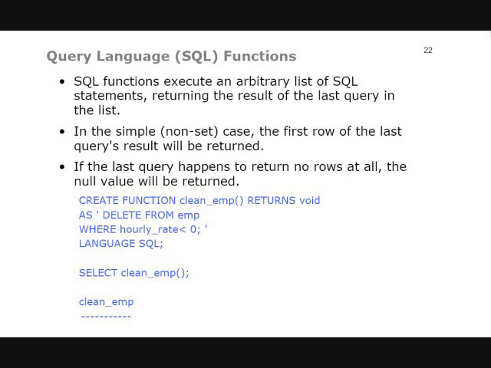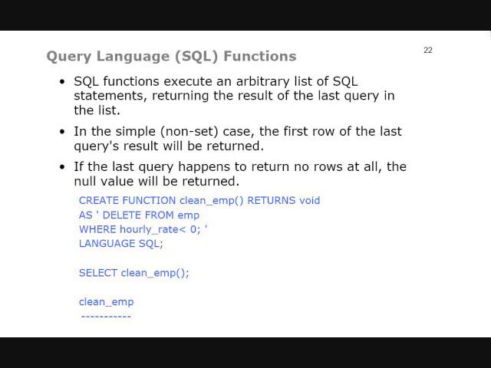So I want to sometimes take an arbitrary list of SQL statements and package them together as a function. And what these SQL functions are going to do is return the result of the last query in the list. If we look at the simple non-set case, where we're not returning a row, because these functions can return things like a row of values. So if I'm looking at simple returns, then the first row of the last query result is going to be returned. If the last query happens to return no row at all, then the null value will be returned.